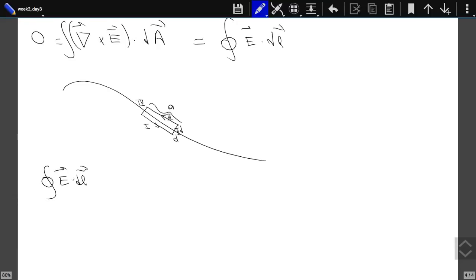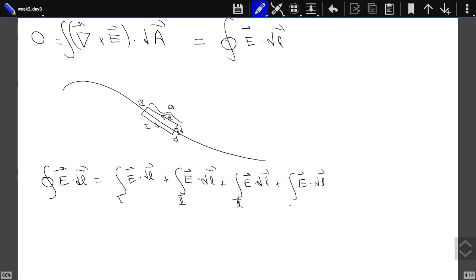E dot dl around this loop will be E dot dl over side 1 plus E dot dl over side 2 plus E dot dl over side 3 plus E dot dl over side 4. Now, eventually I will take the limit that this loop is very, very small. It will go to 0. I will take the limit that D goes to 0 first.